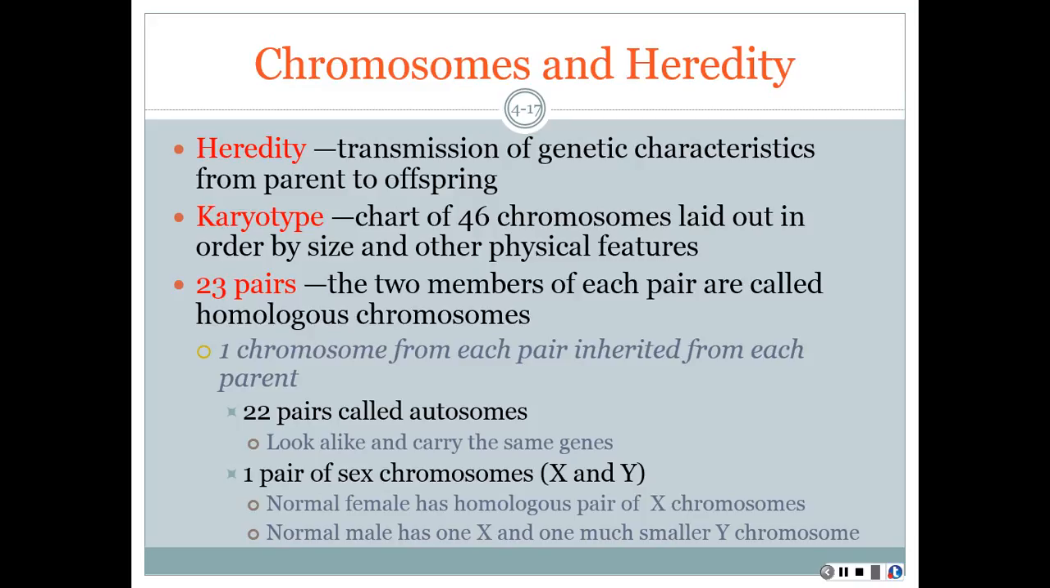Now, the two members of each chromosome pair are called homologous chromosomes. One is inherited from the mother and one from the father. Now, homologous chromosomes generally look alike with the exception of sex chromosomes, your X and your Y. The non-sex chromosomes are called autosomes. Now, a female has two homologous X chromosomes, and a male has one X chromosome and a smaller Y chromosome.